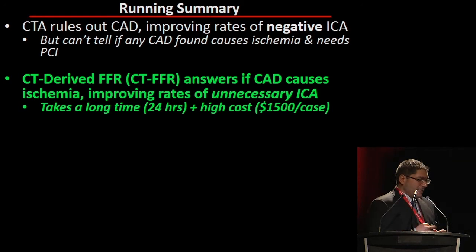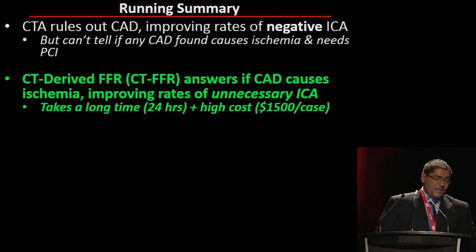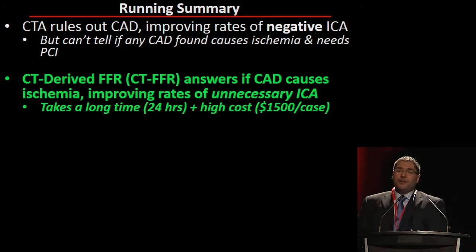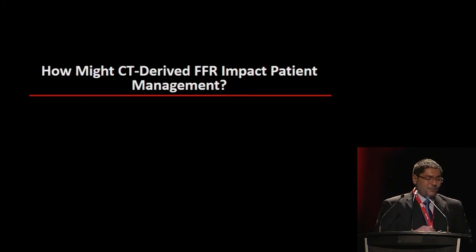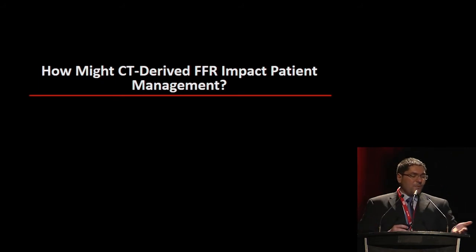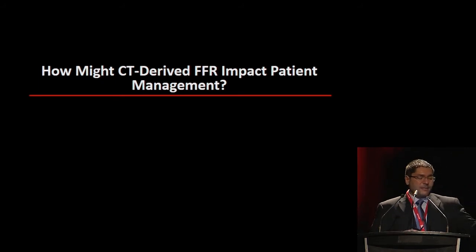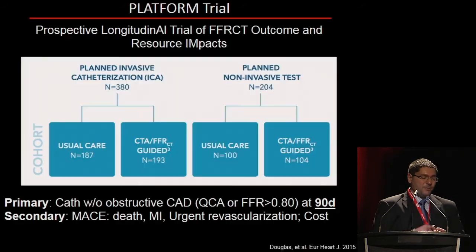So to update our running summary, CT-derived FFR answers if coronary artery disease causes ischemia, and this improves the rates not of the negative ICA, but of unnecessary ICA, and by unnecessary we mean those that do not need a stent or a CABG. It does take a long time and it has a high cost. So one of the questions then was, just like when we first got CTA, we asked the question of how does it impact patient management. It's the same for FFRCT.